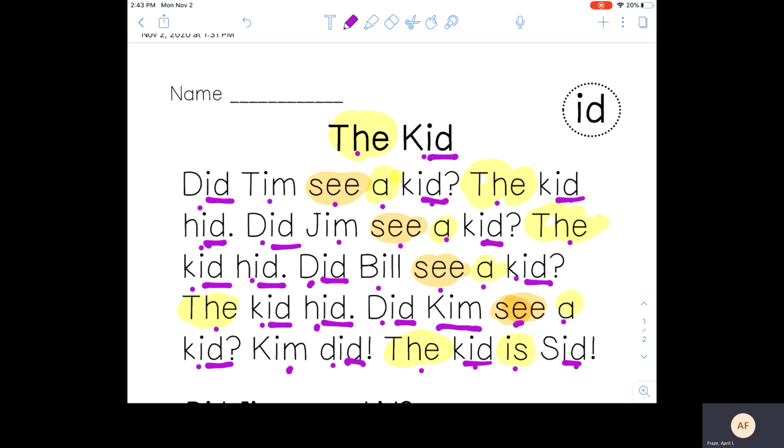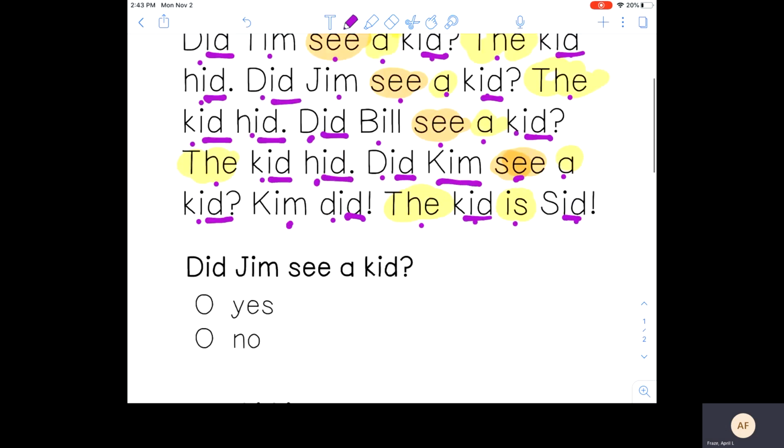All right, now your turn. Get your paper out. Read it two times, even more if you want, and then answer the questions at the bottom.